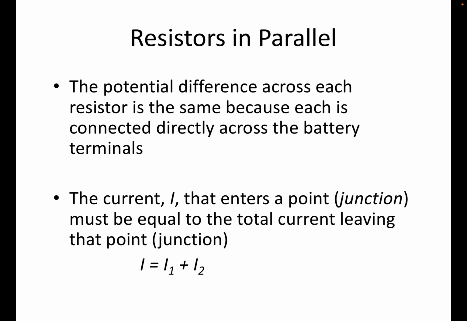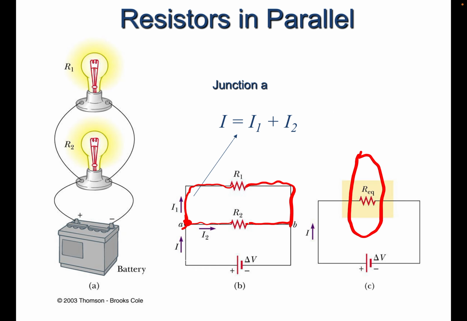We need to understand that with resistors in parallel, the circuit splits, thus providing multiple paths for the current. The total current I entering this junction A splits into I1 and I2. If you think of current as water current, it's easy to understand that the total current that goes into A has to equal I1 plus I2.